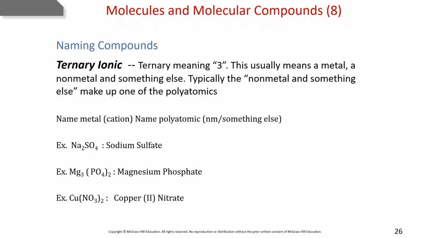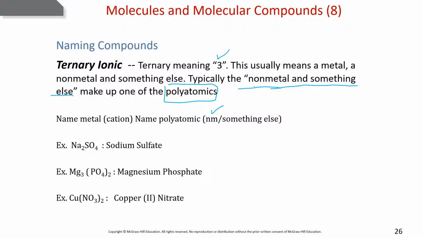So if we go to ternary ionic, ternary meaning 3, that means there are 3 individual elements. It's usually a metal, a nonmetal, and something else. And typically that nonmetal and something else is a polyatomic. Generally, that's the rule. So how we name these is we name the metal cation first, and then we just name the polyatomic. By the way, NM is what I abbreviate nonmetal with.